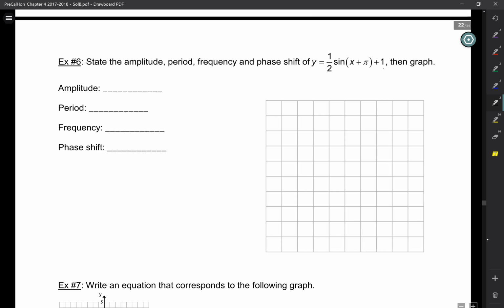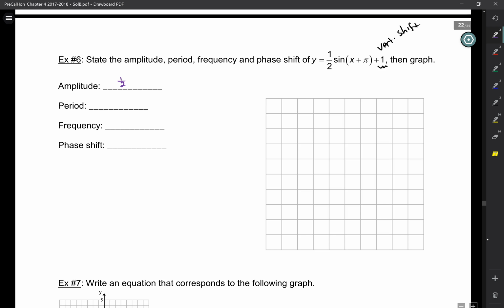This has got a D term, okay? That +1 is the vertical shift. All right, and it's really the most minor, the simplest one of all. All right, amplitude is what here? 1/2. Period? 2 pi. Frequency? 1/2 pi. Phase shift? X equals -pi. All right. What is the frequency? Can you use it? No.